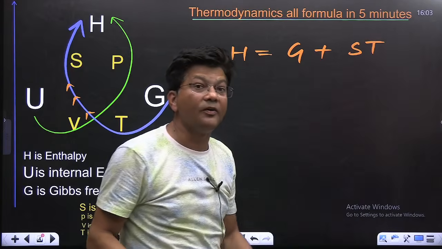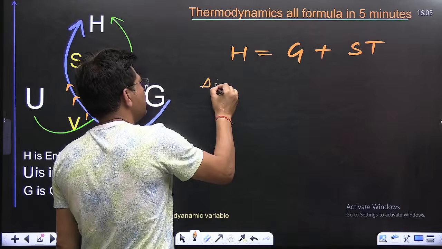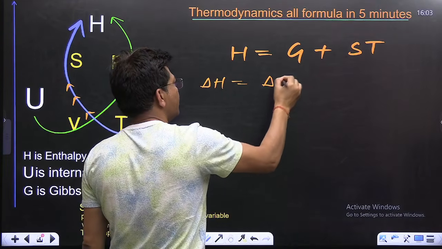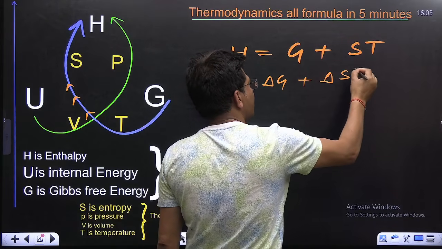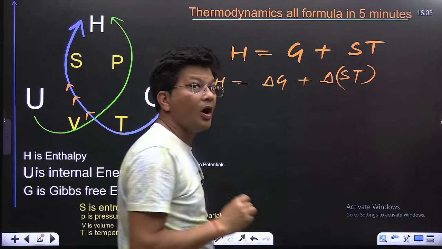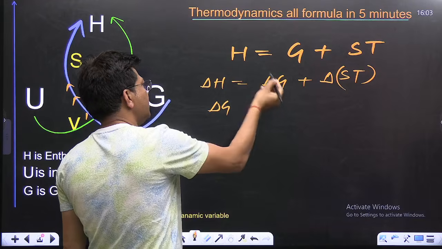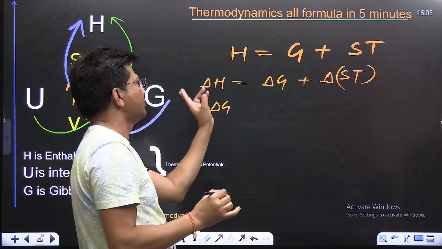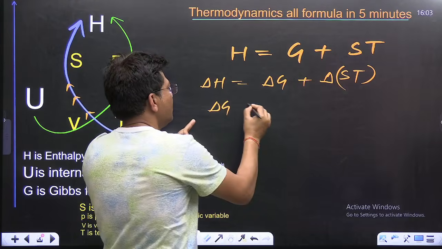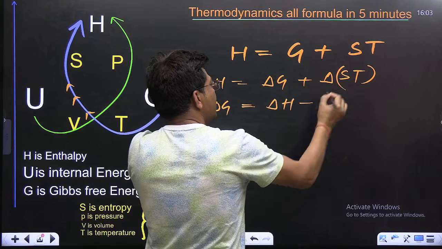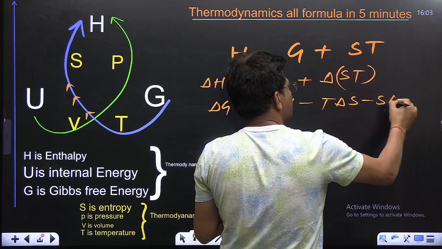Now my dear students, if I want to write the change in H, how to write? The change in enthalpy is equal to change in Gibbs free energy, and this change in the whole TS or ST I can write. Okay. Now my dear students, let me bring this towards the side. So delta G, if I am bringing it toward this side, delta G is equal to delta H minus, so open this, T delta S minus S delta T.